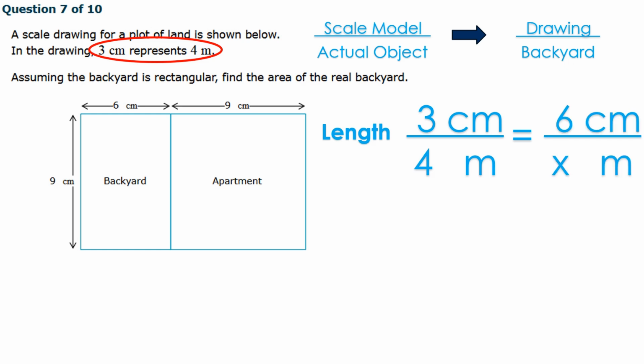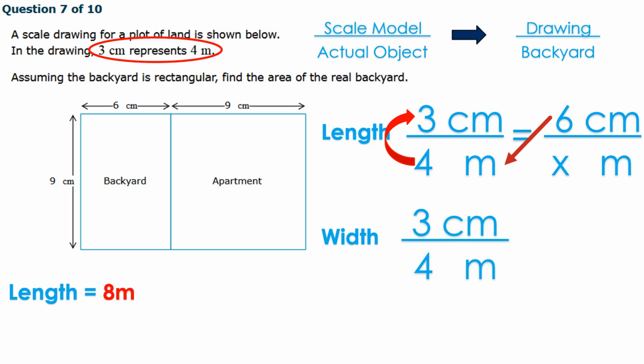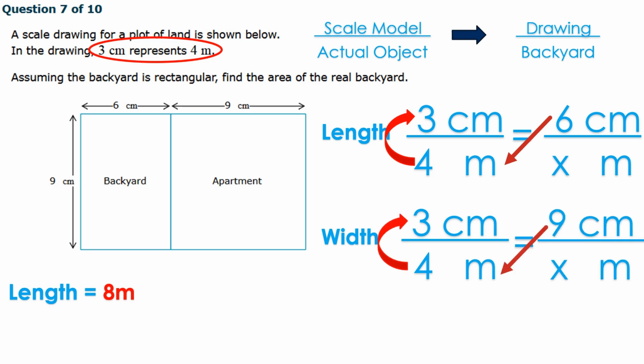In this case we have the drawing, which is 6 centimeters. So once we do the proportion, 6 times 4, then divide by 3, we get a length of 8 meters. Then we're going to look at the width. Again, we start with our scale factor, and the width of the backyard is 9 centimeters. Then we multiply and divide, and we get 12 meters.